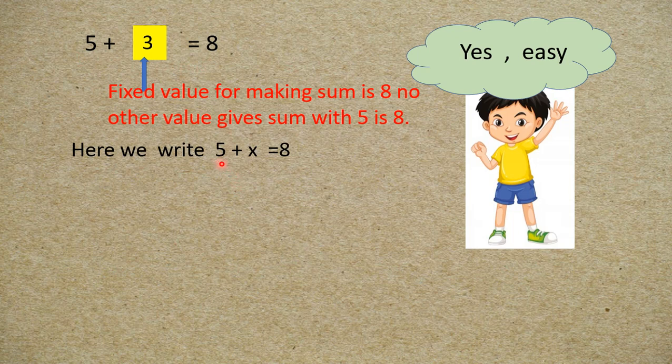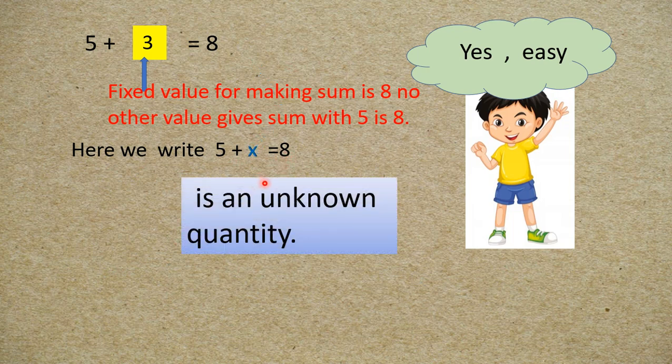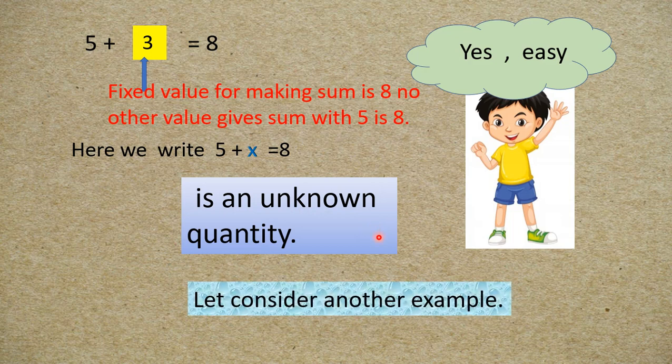We write this, instead of the question mark, as x. 5 plus x is equal to 8. So here this x is an unknown quantity. That means the unknown quantity we define by x here. Let us consider another example to understand the concept.